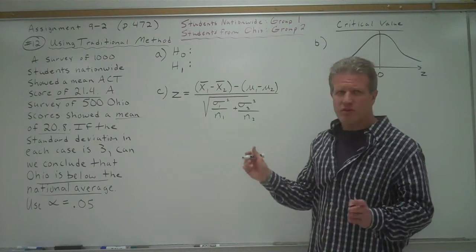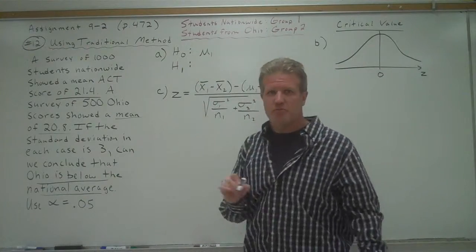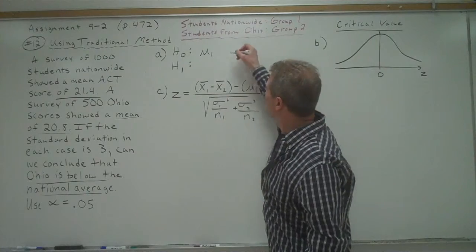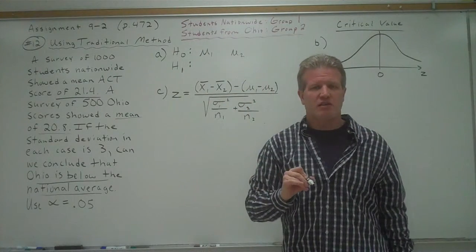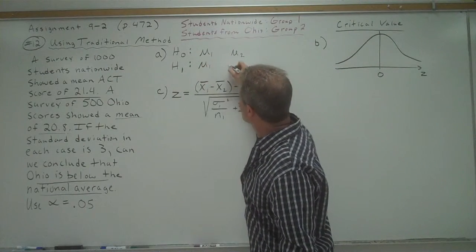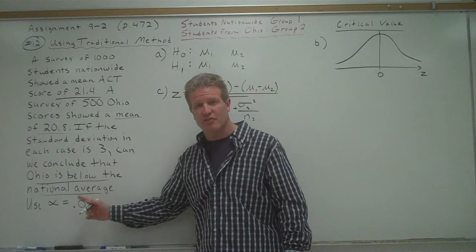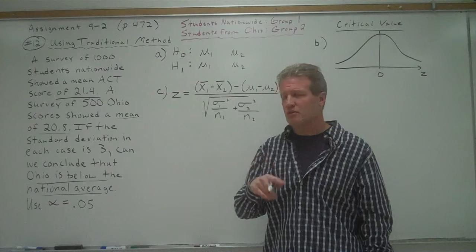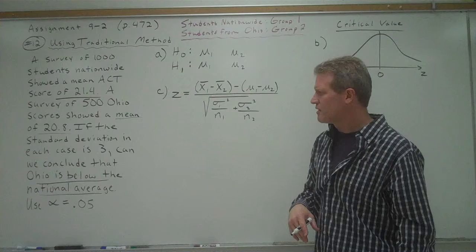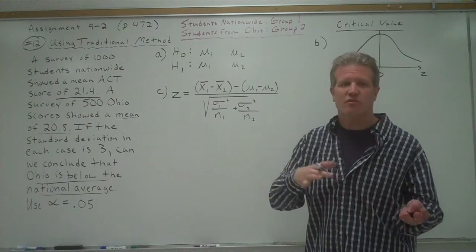So, first thing we're going to do is look at our null and alternative hypothesis. I'm going to write mu sub 1, which represents the mean of all student ACT scores nationwide, and mu sub 2, which represents the mean of Ohio ACT scores, all students in Ohio. In this case, we are hypothesizing right here that Ohio is below the national average. So if Ohio is below the national average, that would mean the students nationwide would be above Ohio.